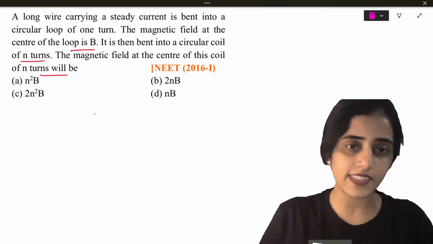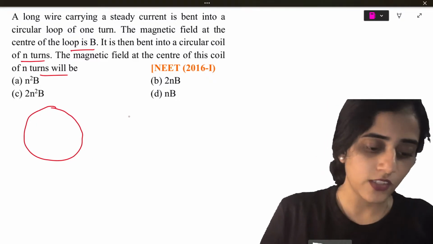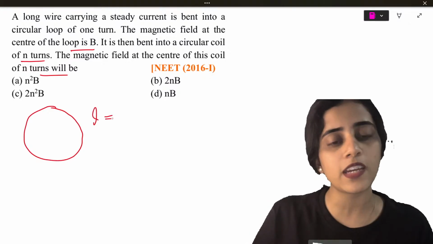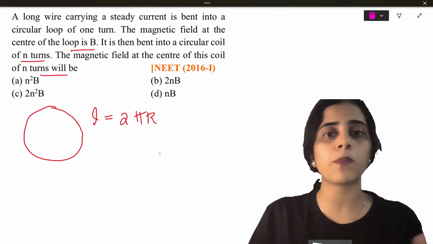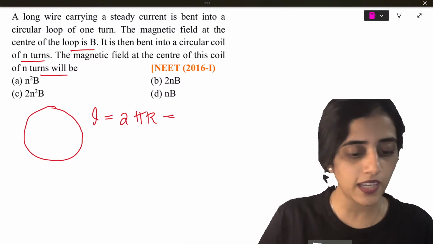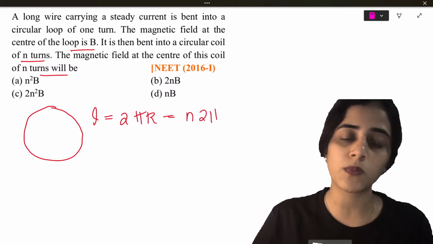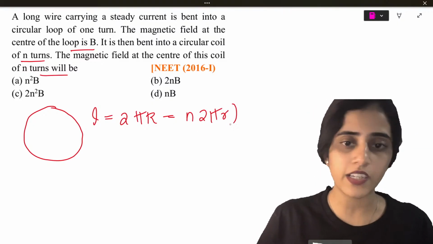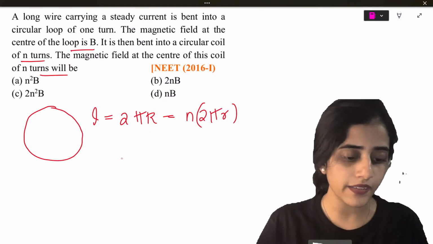So first thing, let's say there's a wire that is made into a loop. So what would the length of the wire be? Wouldn't the length of the wire be same as the circumference of the circle? Because it's 2 pi r. The length is made into a loop, so it is going to be 2 pi r. Now if there are many turns, it would be n into 2 pi r. Is this much clear?